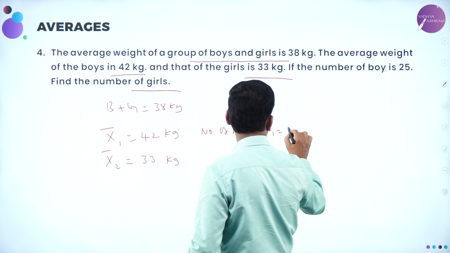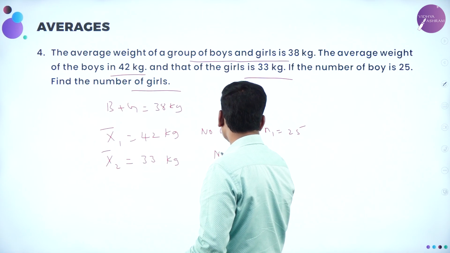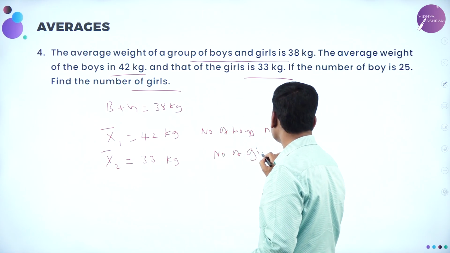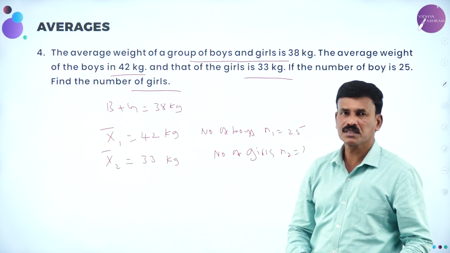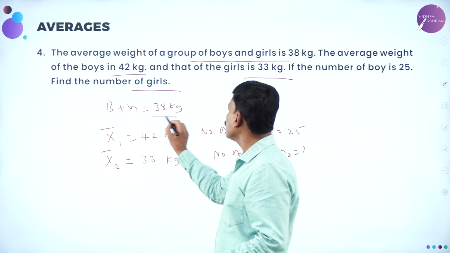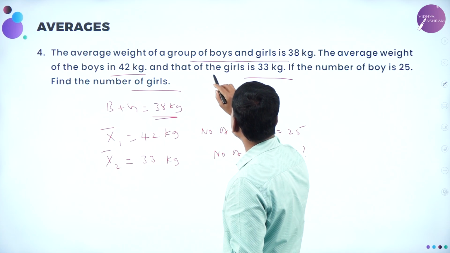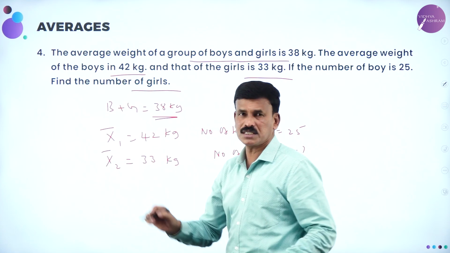Number of boys, N1, is equal to 25. Number of girls, N2, is equal to question mark, that is to be determined. But the average is given. The average weight of boys and girls is 38 kg.